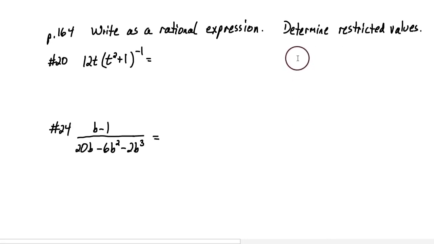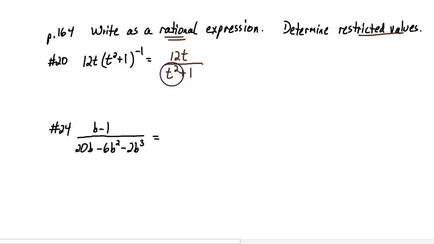Page 164, let's rewrite this as a rational expression. That is, as a ratio, one number on top of the other. Leave the 12t in the top, and then the thing with the negative exponent, move it into the bottom. Now it has a positive 1 exponent, but you don't need to write exponents when they're only a 1. Now it says determine any restricted values. Is there a variable in the denominator? Yes, there is right there.